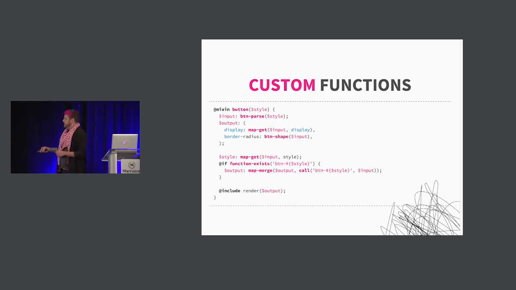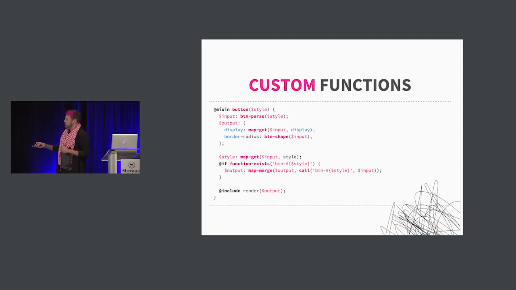And we're going to create an output map instead of trying to output these all right away. We're going to create an output map that we then check here. This runs all the simple things, display and border radius in this case.